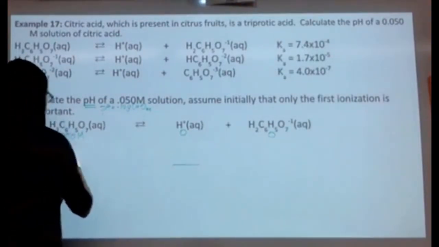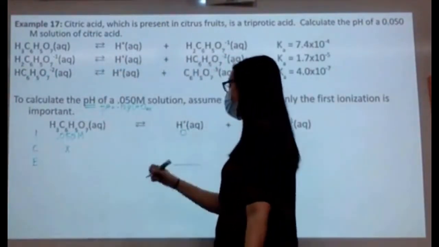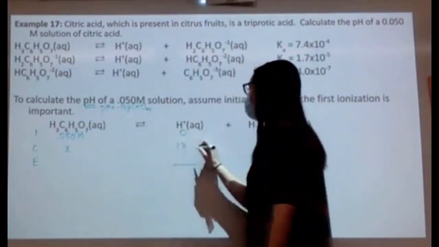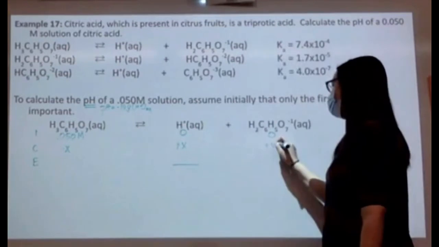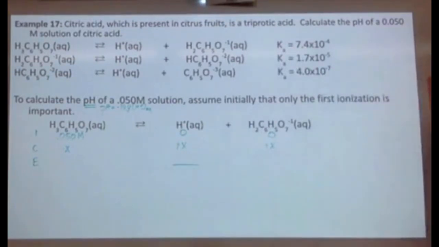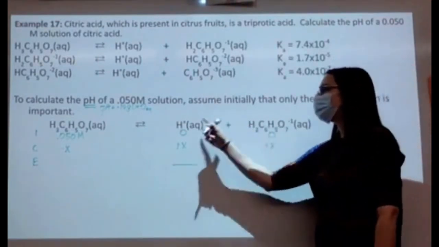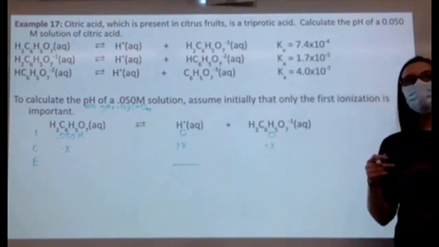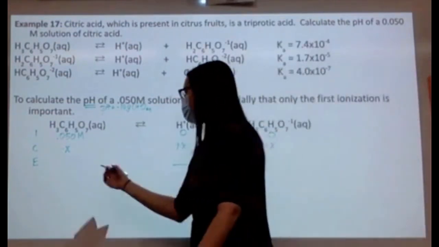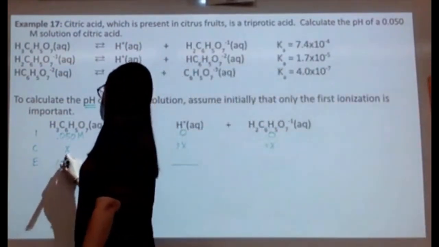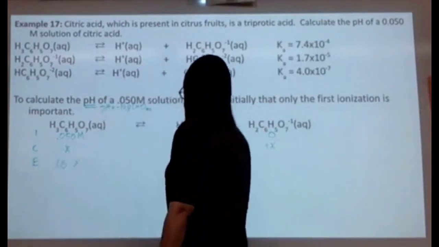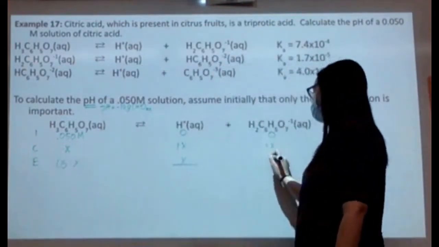So the acid is going to decrease by X amount. H plus and H2C6H5O7 minus both increase by plus X. Remember, the change row is based on the stoichiometry. They're all 1 to 1 to 1. So we get 0.05 minus X, X, and X.